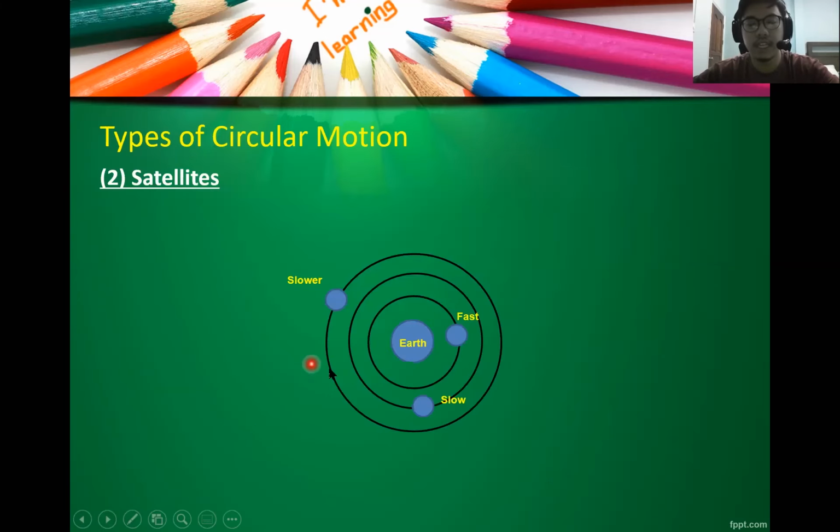So you can see in this diagram, if it's fast, then that means it will orbit closer to the Earth. If it's much slower, then it will orbit further away. Okay, like this diagram here.